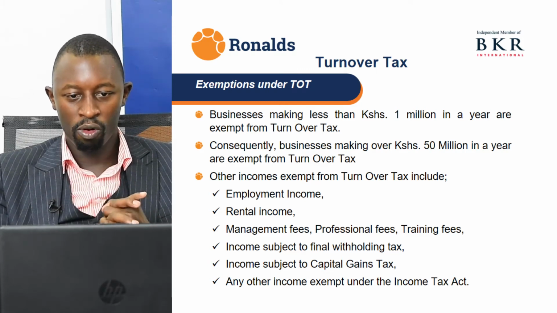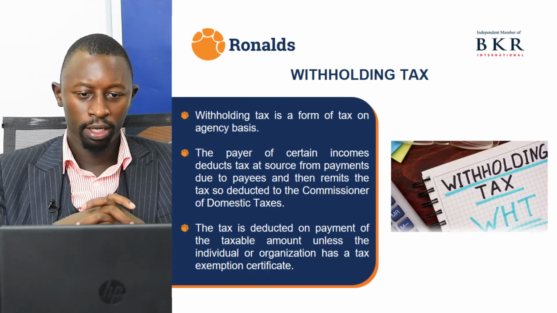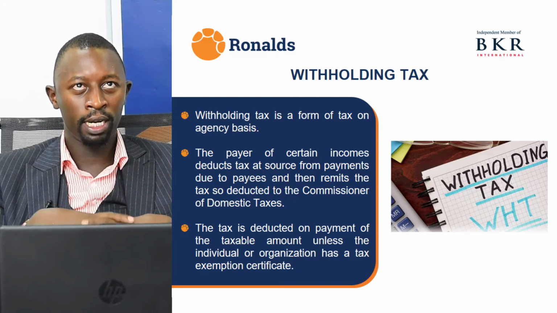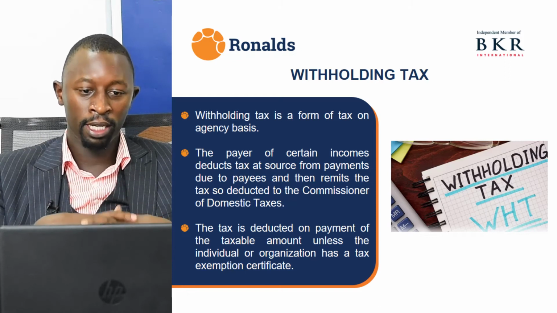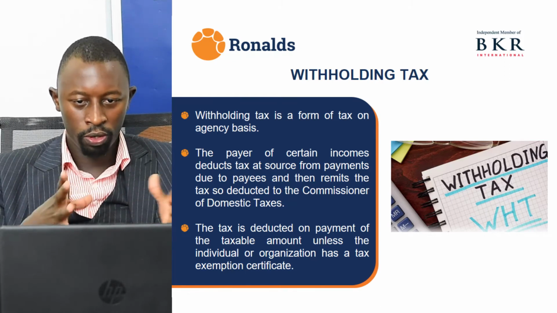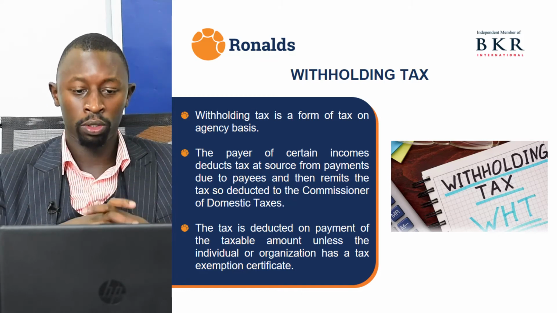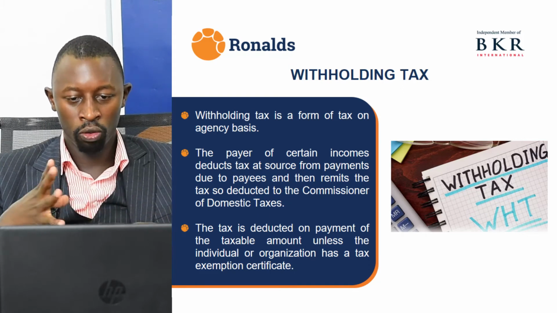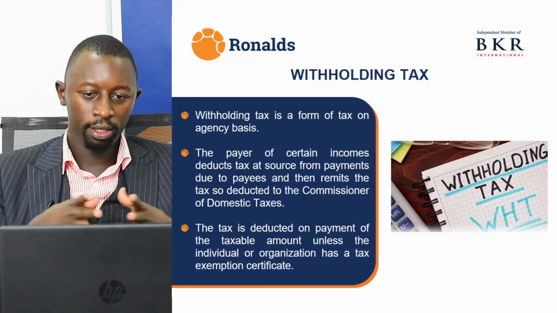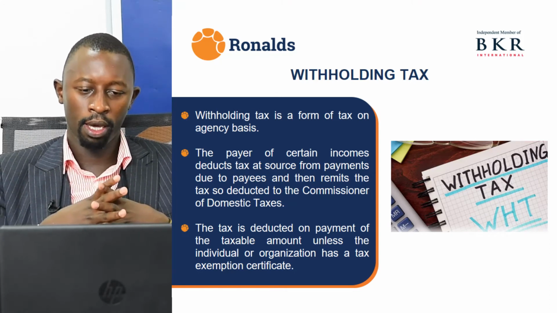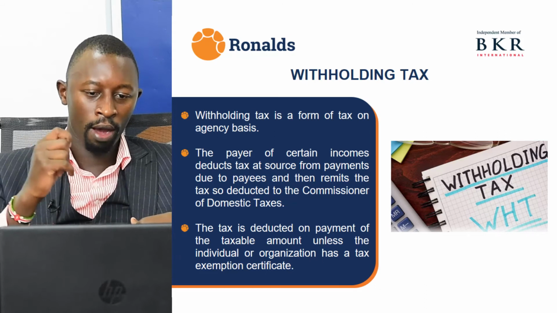Let's look at another form of direct tax, which we are calling withholding tax. And this withholding tax, we normally say it's a form of an agency tax, that is deducted on an agency basis, because it requires you as a taxpayer, when you're making payments to certain institutions, to certain individuals, and the income is above a certain threshold, you need to withhold that tax and remit to KRA. In other words, you are assisting the government to collect taxes, because it's not really tax that you pay out of your money, but it's out of the money that you are paying to your suppliers.